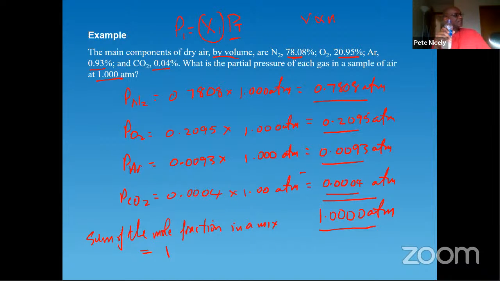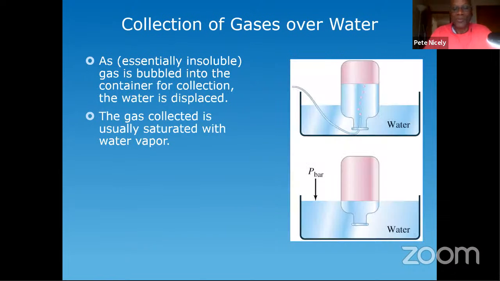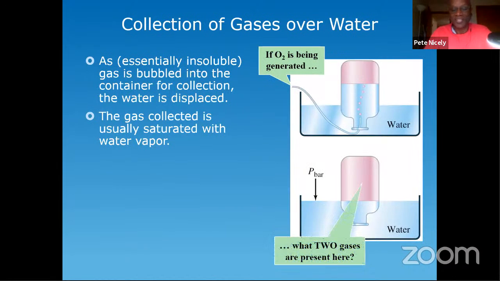Any questions? Okay, now one of the things that we can use Dalton's law to help us do is to determine the pressure of a gas that is collected over water. Now, there are some gases that would allow us to do that, right? I can think of oxygen as one example. Other examples would be hydrocarbon gases like methane, ethane, and so on, all right?